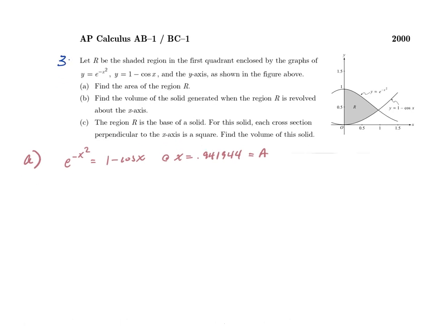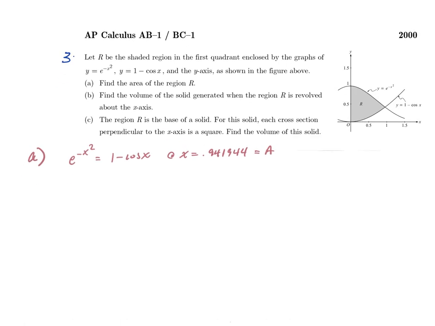First part, they want the area. So we're going to do upper minus lower. The upper curve is e to the negative x squared, and then minus the other curve, which is 1 minus cosine of x. This is dx. And we're going to go from 0 to this value that we just had. Try to store that into your calculator. And then I'm just going to put this in my calculator. I'm going to get 0.590.